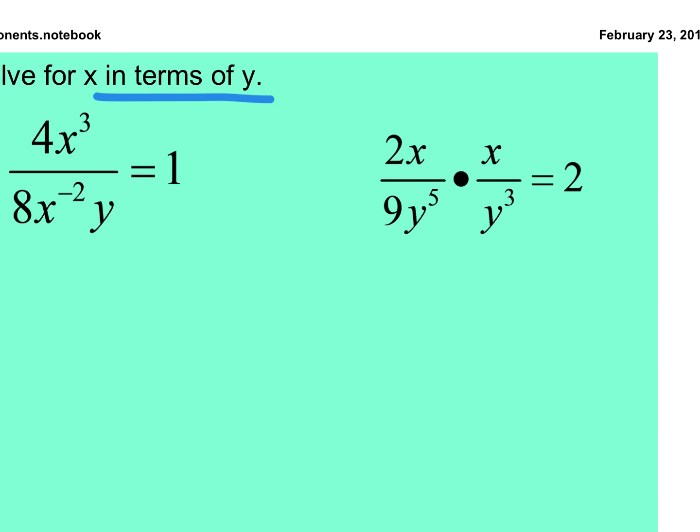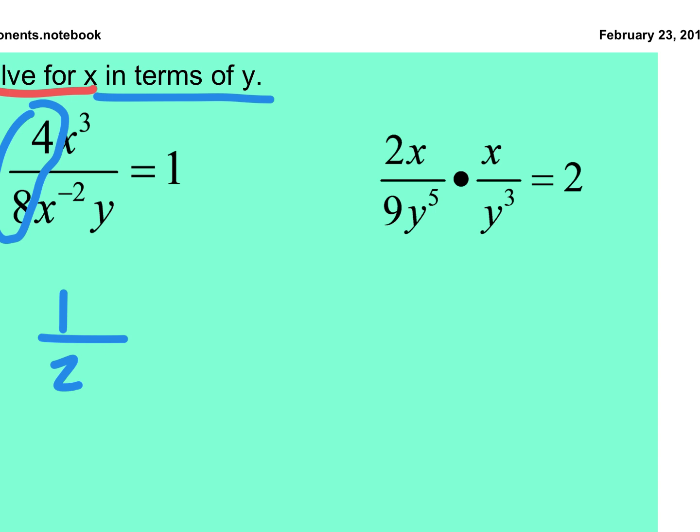All right, so first thing, 4/8. I hope you saw that right away and you're like, ooh, 1/2. That's a great way to start. Simplify it down as much as you can and then get x alone. You're solving for x. Look, it says solve for x. In terms of y just means there's y's in the answer. I'm going to pause while you try both of these. All right, let's see how you did.